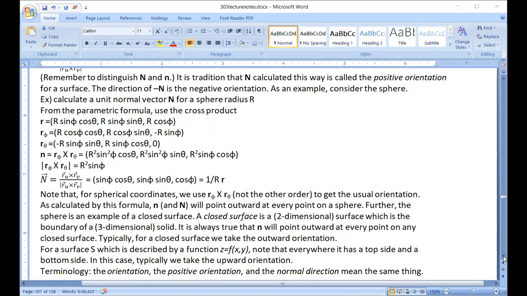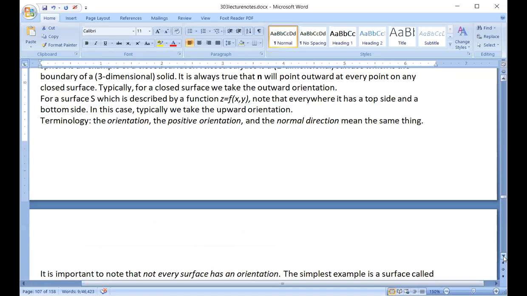Okay. There's one fun point about orientation. It turns out that not every surface has an orientation. Doesn't seem right. It seems like a normal vector is always something you can calculate, so it shouldn't be a problem. Well, I want to give you an example, and this is an example that you can actually build for yourself.